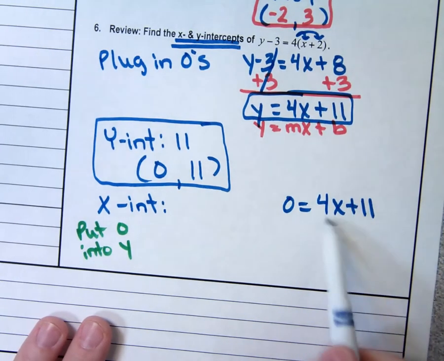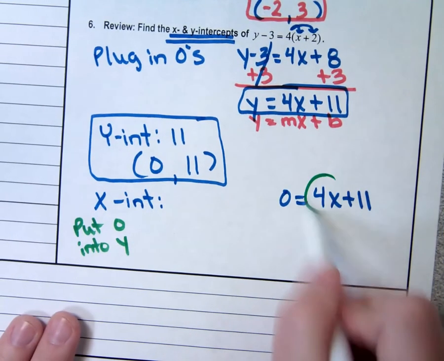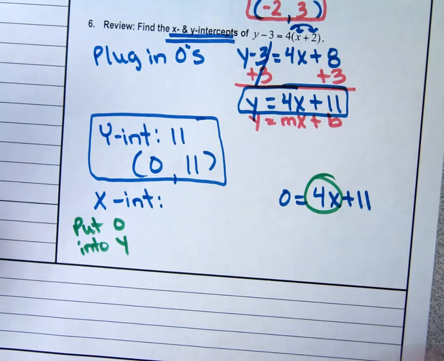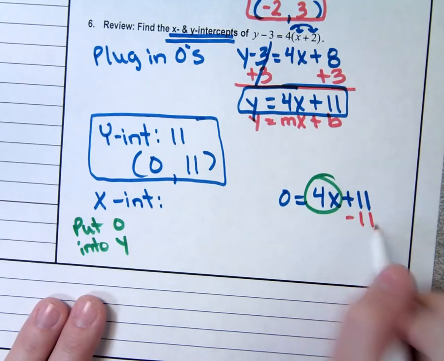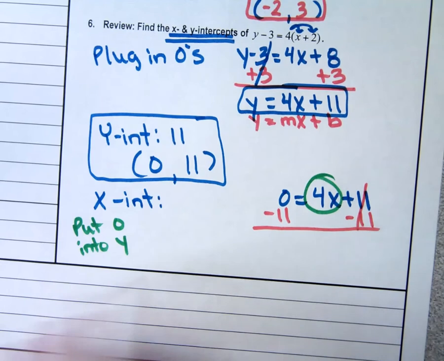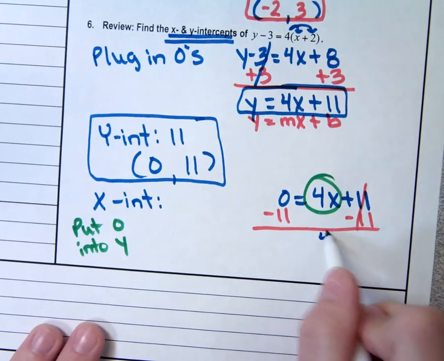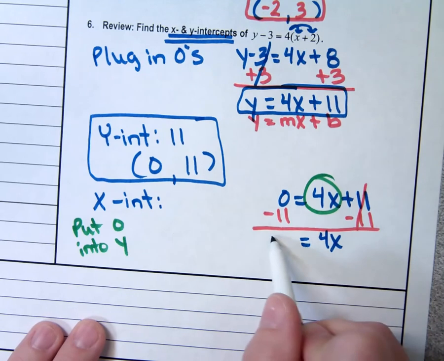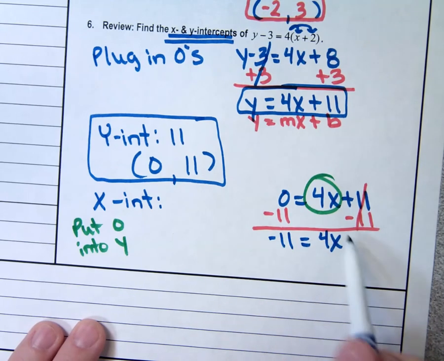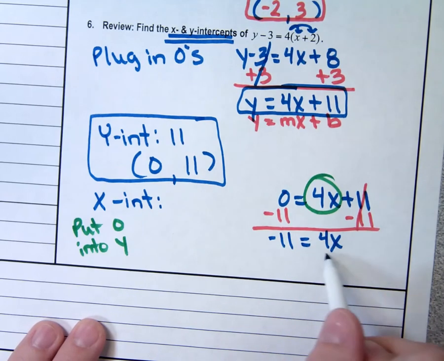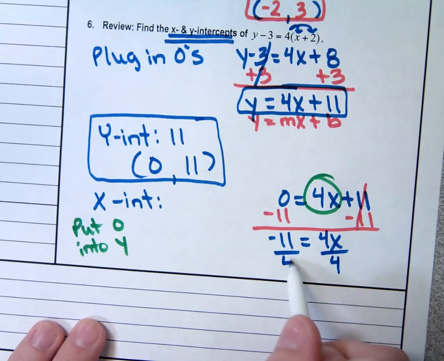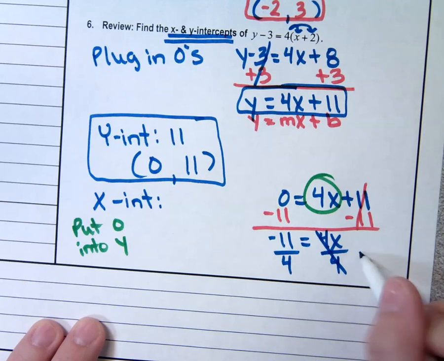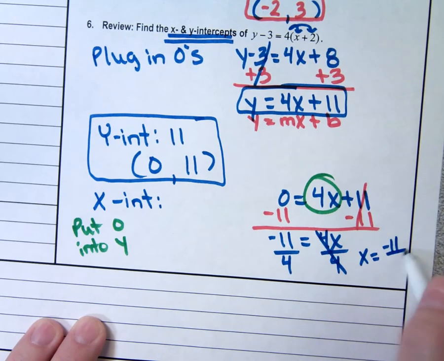Now my goal is to solve for x. So let me circle everything smushed with it. Now what? Subtract 11 from both sides. The 4x drops. The equals drops. How much is 0 minus 11? Negative 11. And now how do I get rid of this 4? I divide both sides by 4. And I can't reduce this, so that's just my answer. X equals negative 11 fourths. And I'm just going to leave it like that for right now.